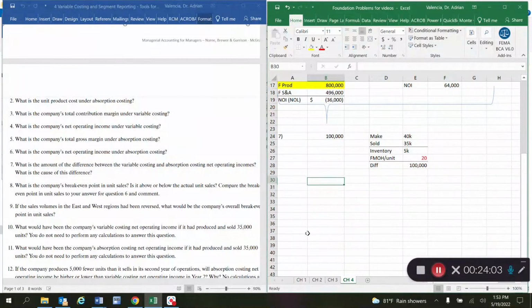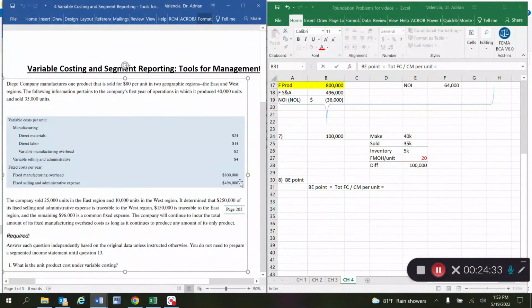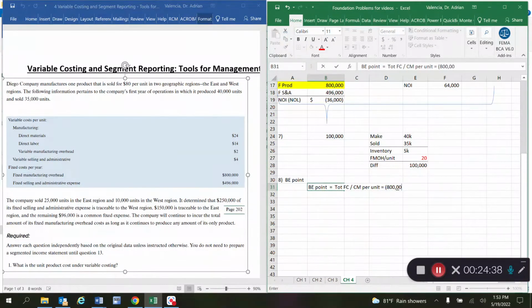Okay, so let me go to 8. And under 8, the break-even point, if you remember, there's different ways of doing it, but a real easy way is just to say, get my total fixed cost and divide it by the contribution margin per unit. Okay? So here, our total fixed costs were a combination of two things. The 800,000 and the 496. Okay, so that's on the numerator. 800,000 plus 496,000.